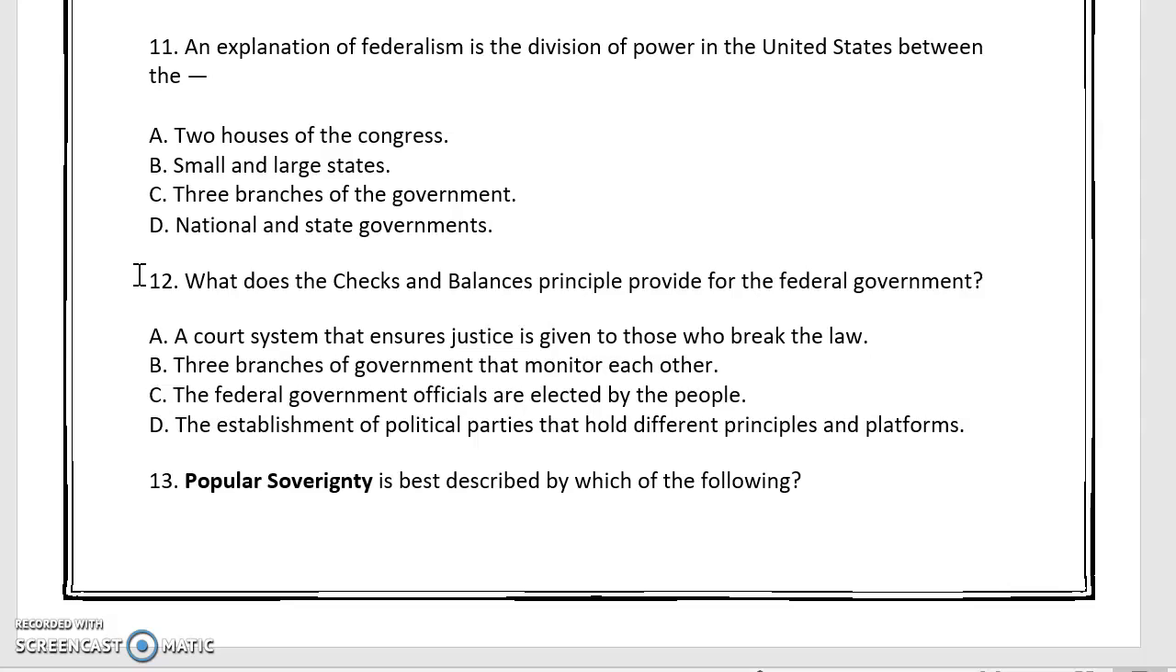Number 12. What does the checks and balances principle provide for the federal government? Checks and balances, which one of these is that? A, a court system that ensures justice is given to those who break the law. So does checks and balances have to do with courts? B, three branches of government that monitor each other. Checks and balances, does that have to do with that? So we're dealing with checks and balances. C, the federal government officials are elected by the people. It is not D.